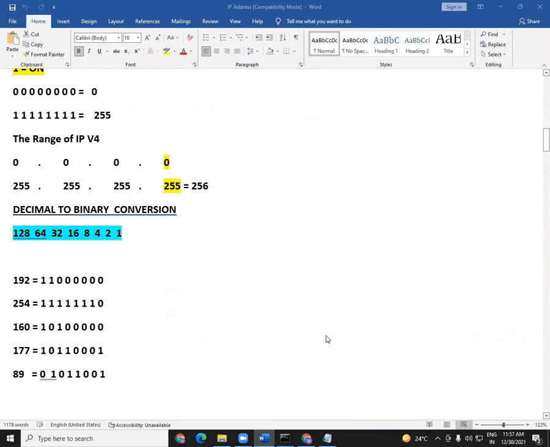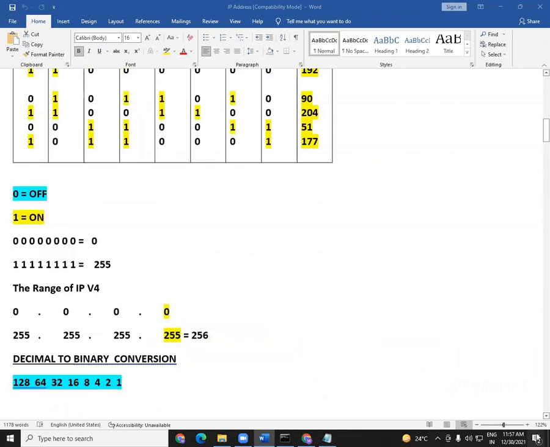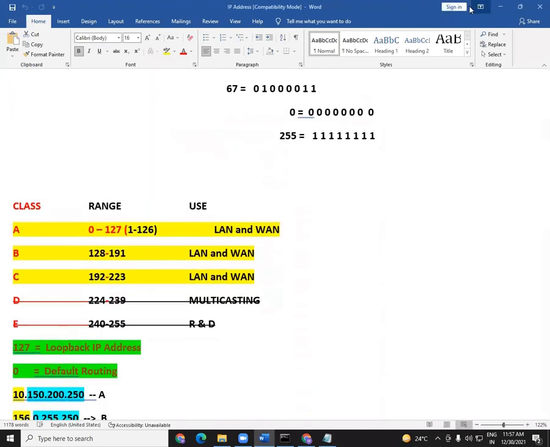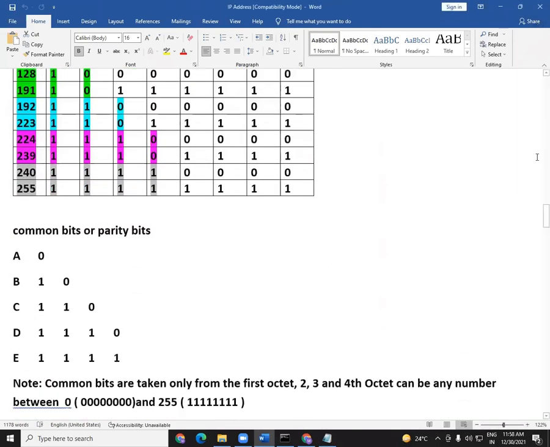By the time we enter 2022, hopefully on the 6th or 7th of January 2022, we will finish our IP addressing, and the other part is subnetting. We will finish this part.